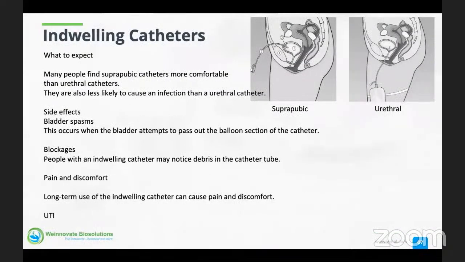Now coming to indwelling catheters. Indwelling catheters are the most commonly used kind of catheters. An indwelling catheter is similar to an intermittent catheter, but as I told you, it remains for a longer period of time. One end of the indwelling catheter has a deflated balloon attached to it, something like this. A healthcare provider will insert this end into the bladder and then inflate the balloon with sterile water to hold the catheter in place.